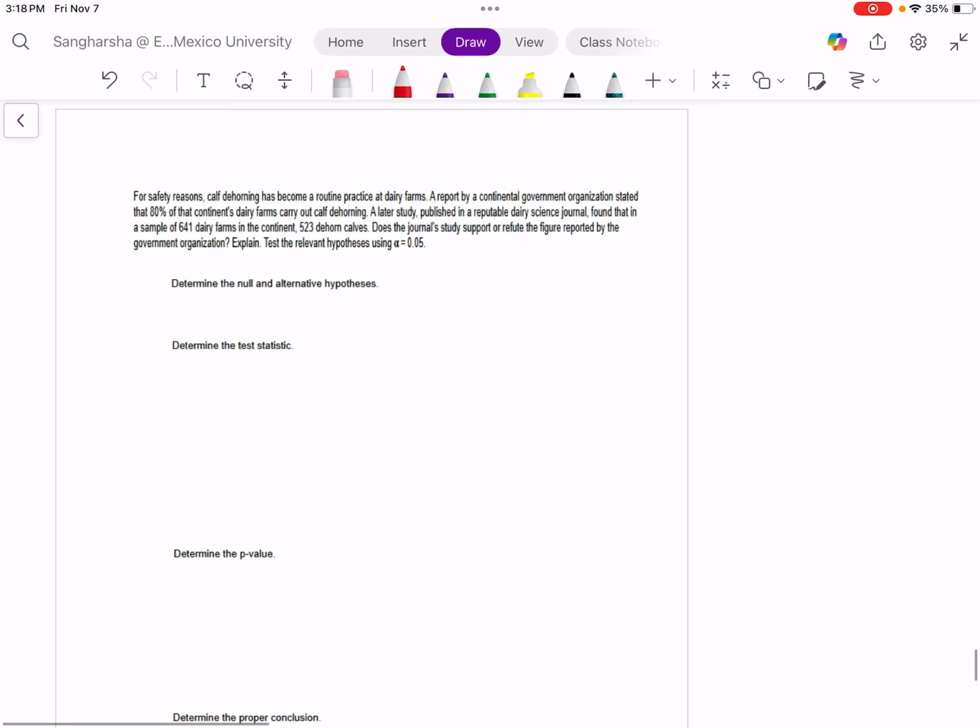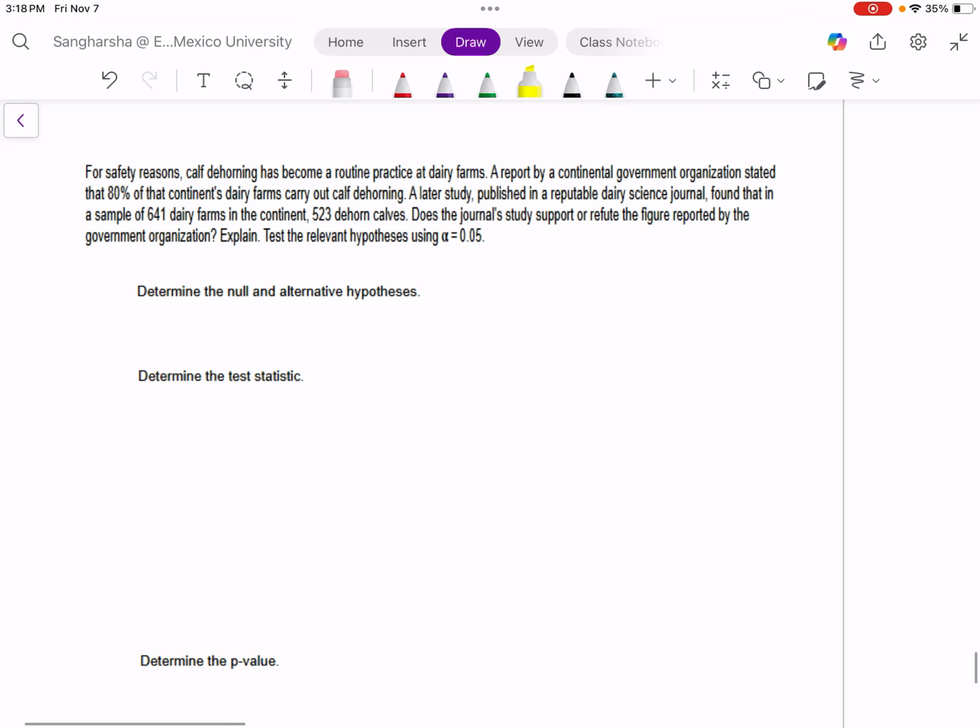The next example: for safety reasons, calf dehorning has become a routine practice at a dairy farm. A report by a continental government organization stated that 80% of their continent's dairy farms carry out calf dehorning. A later study published in a reputable dairy science journal found that in a sample of 641 dairy farms in the continent, 523 dehorn calves. Does the journal's study support or refute the figure reported by the government organization? We have to test using alpha equals 0.05.